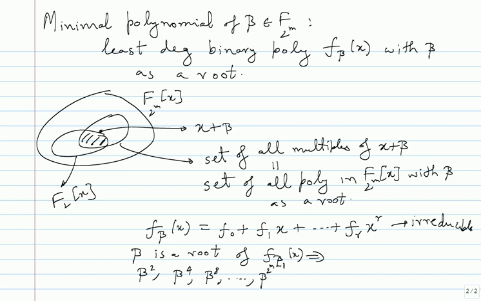Okay, the m minus 1 is here, it's not 2 power m minus 1. You see the difference, right? 2 power m minus 1. Minus 1 totally goes into the exponent. What will be the next power? Beta power 2 power m.